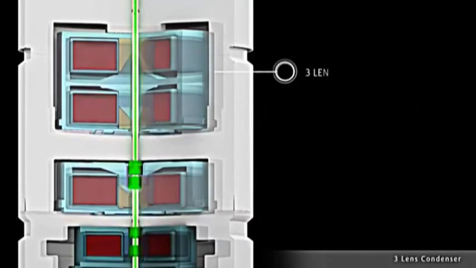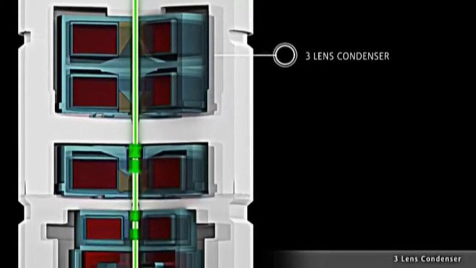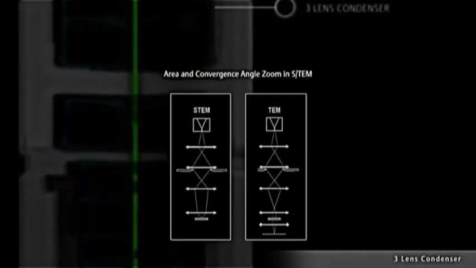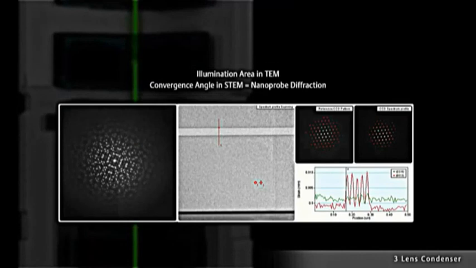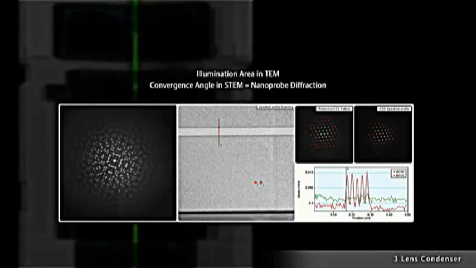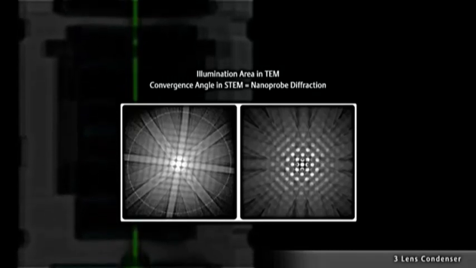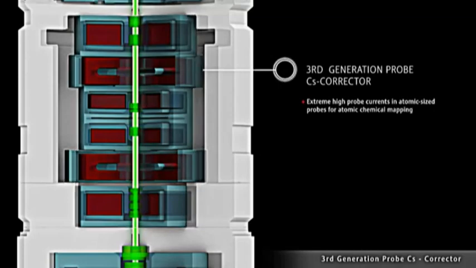The 3-lens condenser zoom system controlled by smart optics is optimized for a large range of parallel illumination in TEM mode from nanometers to micrometers. The range in convergence angles is extremely broad for focused probe mode applications, from ultra-small angles in nanobeam diffraction applications used in strain measurements to large convergence angles in CS-corrected HR-STEM imaging or convergent beam electron diffraction (CBED) applications for structural research. The D-Core probe CS corrector enables extreme high probe currents in atomic-sized probes for atomic chemical mapping and deep sub-angstrom STEM imaging in bright and dark field applications.